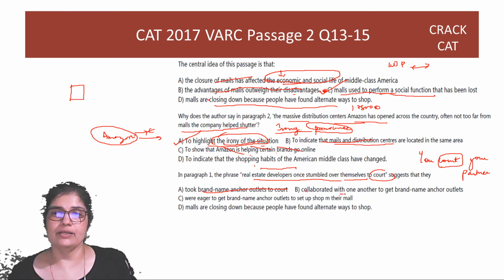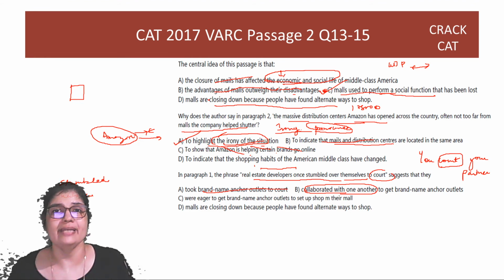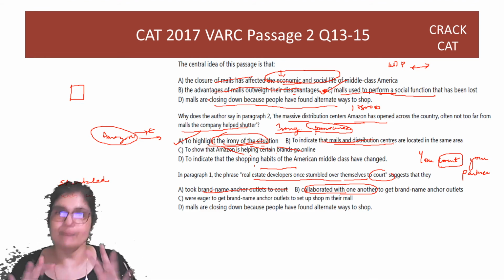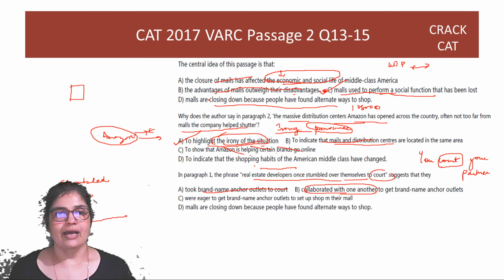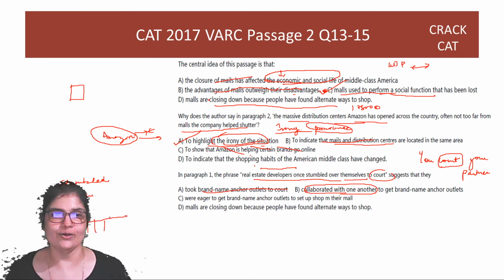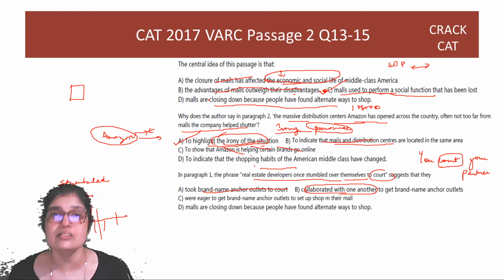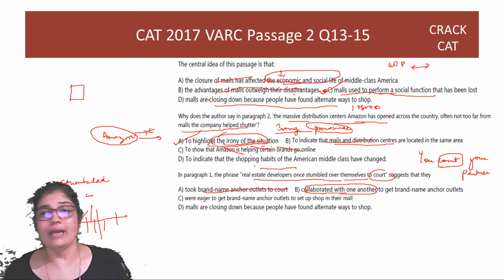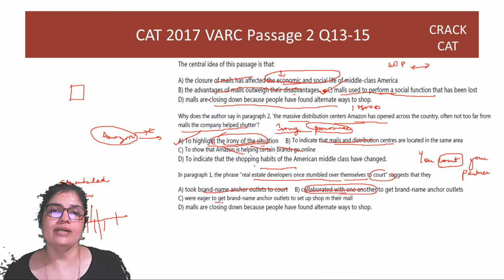B, collaborated with one another. Collaboration, guys, is not given. See, when you say stumbled over themselves, when do people stumble? When they are running towards something. So real estate developers were running so fast that they stumbled over themselves. Just imagine this, that you have a gate and this gate is closed, right? Let's say it's an MTV Roadies audition. Now, as soon as the gates open and all these people start going in, some people are going to stumble over themselves because they just rush to go in, right? So, B, there's no collaboration with one another. They were eager to get brand name anchor outlets to set up shop in their mall. That's what this is about. To court here is to get people to join, right?